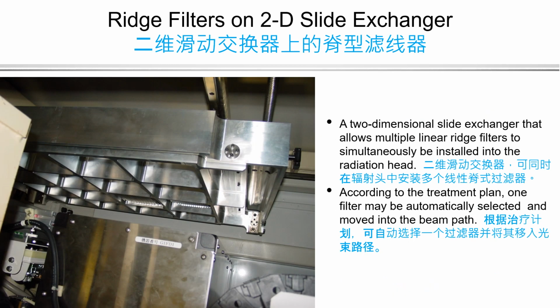This slide shows a two-dimensional slide exchanger that allows multiple linear ridge filters to simultaneously be installed into the radiation head. According to the treatment plan, one filter may be automatically selected and moved into the beam path.